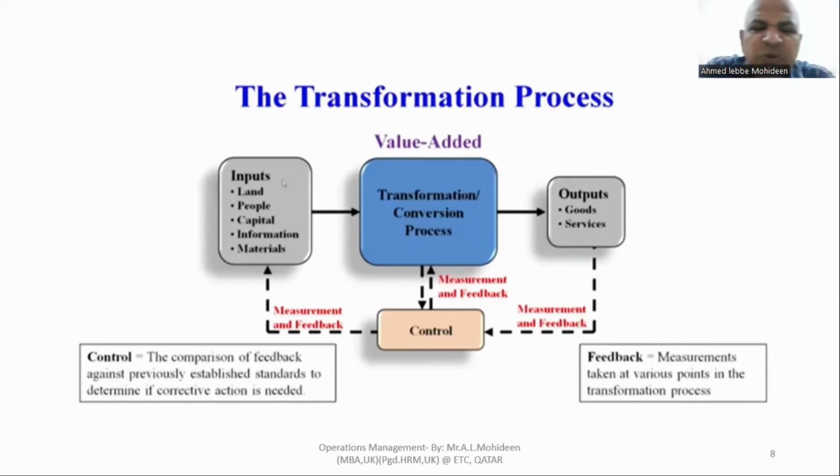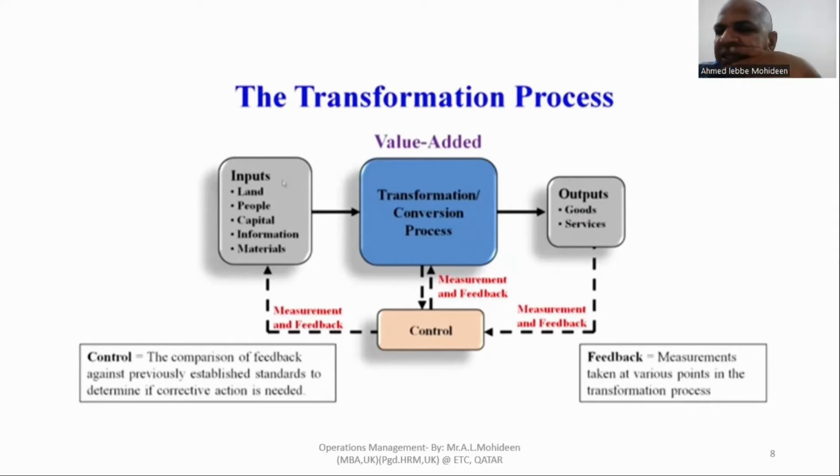So input is connected with what? The land, the resources are input. Land, people, capital, the money. We already discussed the five M's. What are the M's? Man, money, machine, method, material. These are the inputs. Then you can make these resources into output, that is goods or services. In order to make that, you do some process. That process is called the transformational process.